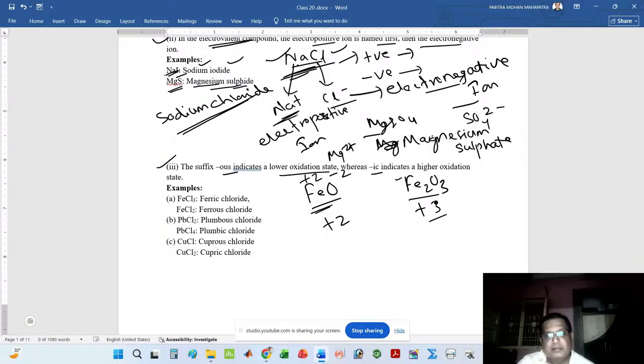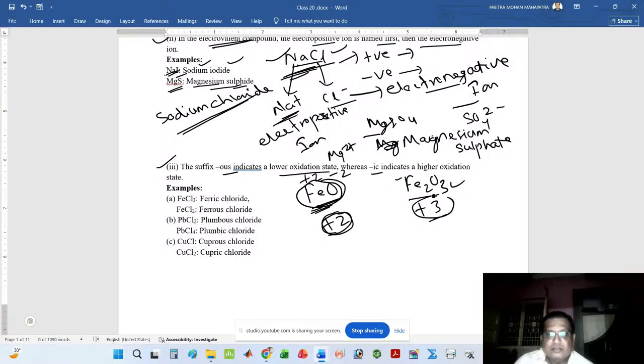You can also verify by applying the rules for the calculation of the oxidation number, which is already discussed in the previous class. But remember, if you want to think about the name of FeO and Fe2O3, here in FeO, iron carries plus 2, but in Fe2O3, iron carries plus 3. Here the lower oxidation state of iron is found in FeO, that is oxidation number 2. But in Fe2O3, iron having higher oxidation state, that is 3.